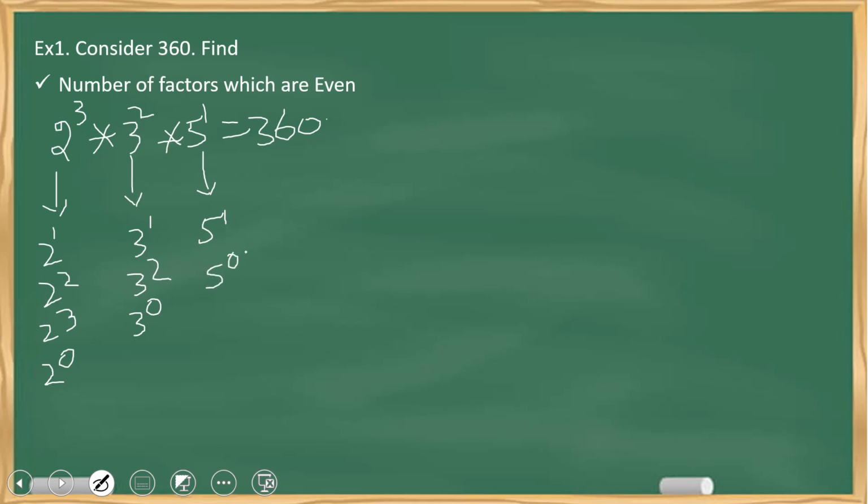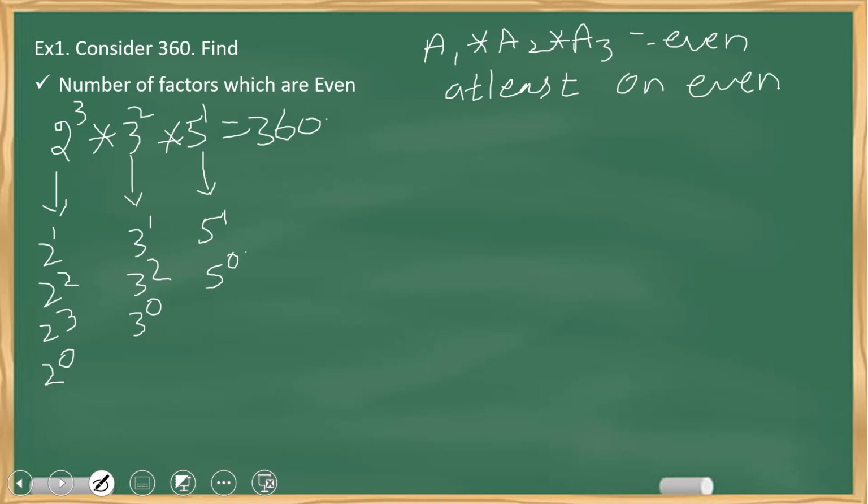So, for example, if a1 into a2 into a3 should be an even number, then at least there should be one even number in a1, a2, a3. At least one even number, that is the minimum. And first, in 2 cube powers, what are all the even numbers? 1, 2, 3 only even numbers.